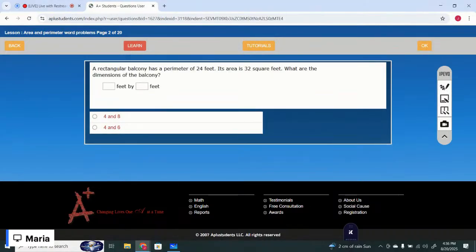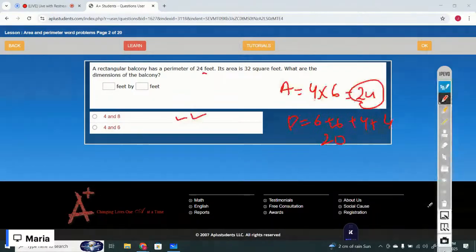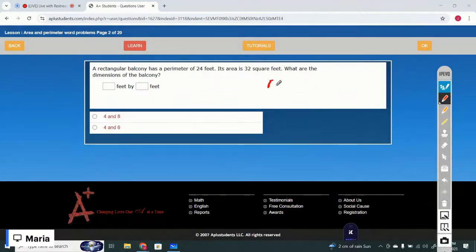A rectangular balcony has a perimeter of 24 feet. Its area is 32 square feet. What are the dimensions of the balcony? So we need to calculate the dimensions. Just look at the first option, right? Area, we're going to calculate 8 times 4 is 32.